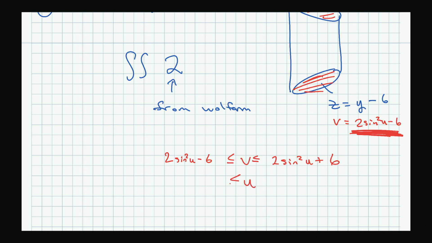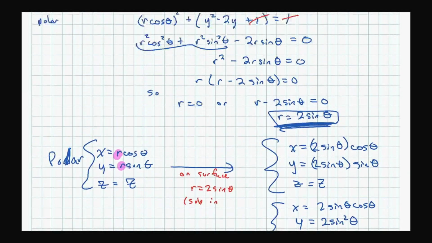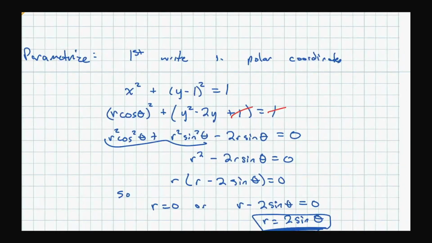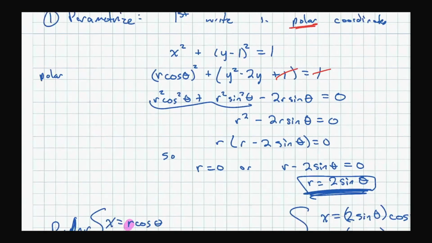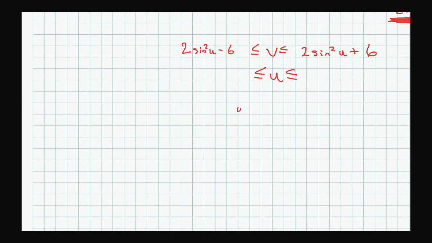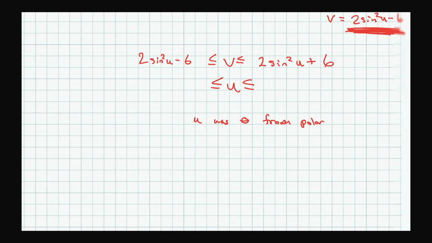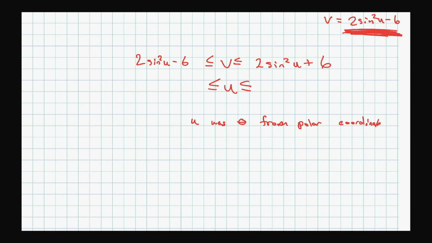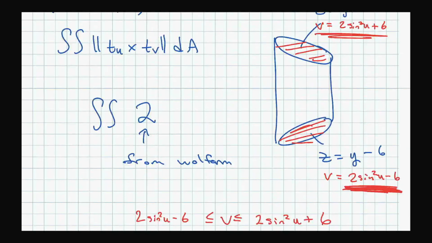And then for u, what is u? So the variable u here was the u from polar coordinates, right? U was the theta from polar coordinates, but we changed it. Okay, and so when you're integrating this, you also have to remember where the axes were.